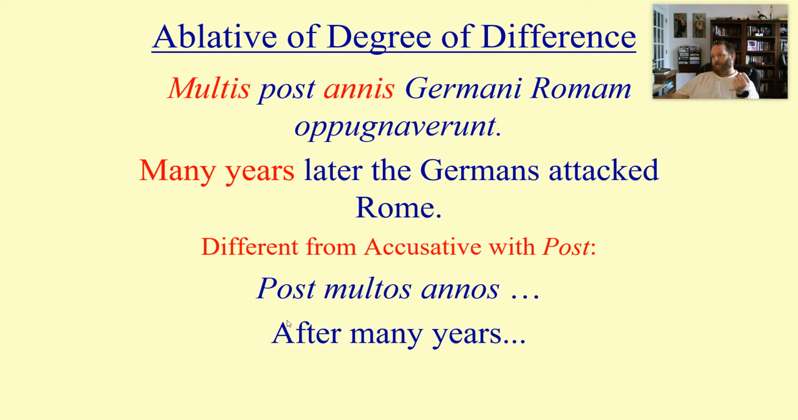They're not quite the same thing because post multos annos kind of shows the passage of time after many years, like basically years have gone by, whereas multis post annis, you're just kind of saying, okay, in the future, many years later. So the stress of them is a little bit different, even though they're similar. So this is a construction we'll work on this week and next week before the quiz, but you always see this construction usually with comparatives or sometimes post or ante like we saw here.